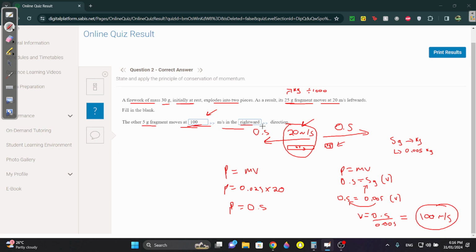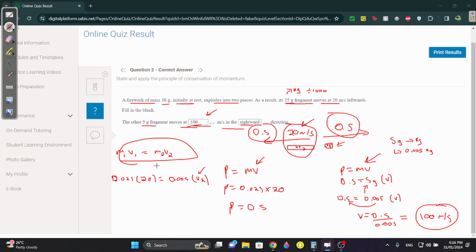Another way you can use is, since these momentums will always be equal, you can just put m1v1 equals m2v2, similarly to the equation I gave you, since it's always conserved. The mass 1 we said was 25 grams, which is 0.025, times v1, which is 20, equals m2, which was 5 grams, which is 0.005, times v2, which we don't know, we're trying to find it, and you can just solve like this. Okay, there's two ways you want to solve. You can find the momentum first and then plug into P equals mv for the other side, or you can just do m1v1 equals m2v2, whatever you want.